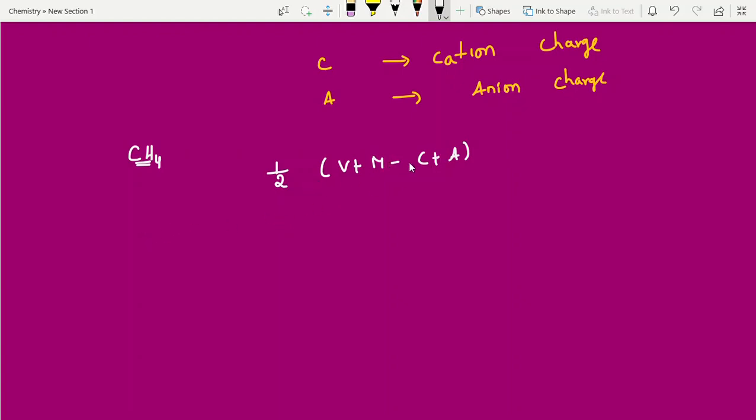So half into V plus M minus C plus A. Your central atom: out of the two atoms, the one with the lower number is the central atom. Clear? So how many valence electrons? 4. 4 plus, this is also a monovalent atom, right? So 4 plus 4. It doesn't have a charge; it is a neutral molecule. Close the bracket. So 8 by 2. If 8 by 2, you will get 4.